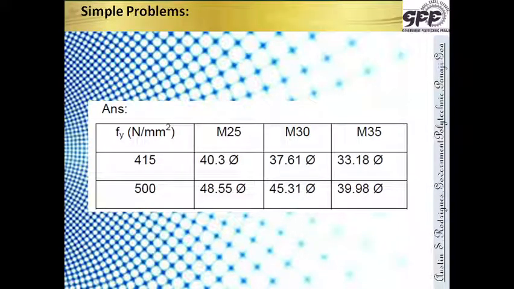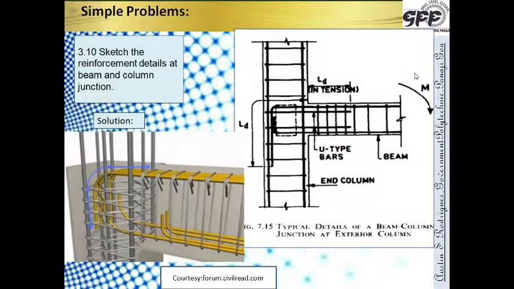So let us continue with the next one over here. From here we see the next. Over here what we have been asked is to sketch the reinforcement details at the beam and column junction. The beam and the column junction, what exactly happens, where the beam meets the column.